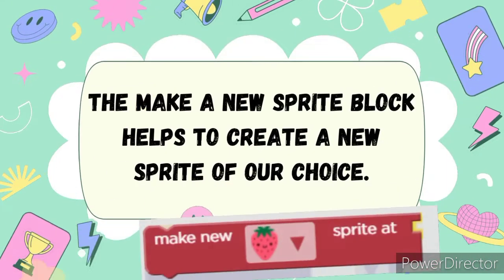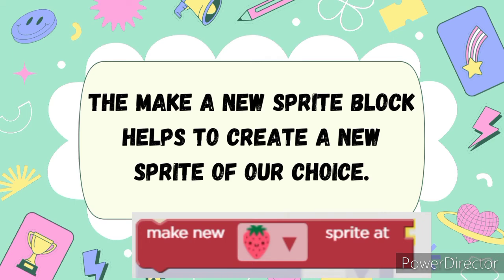Now, we make a sprite using what we call the make a new sprite block. The make a new sprite block is a block that helps to create a sprite. In the make a new sprite block, we have what is called a costume of the sprite, just as we can see on the screen. The costume of the sprite helps to identify the sprite or to know what the sprite looks like. Now, every make a new sprite block has a costume that shows you what a sprite is.